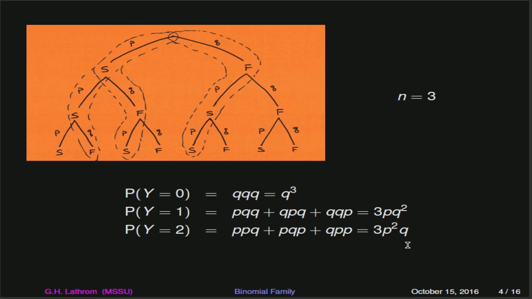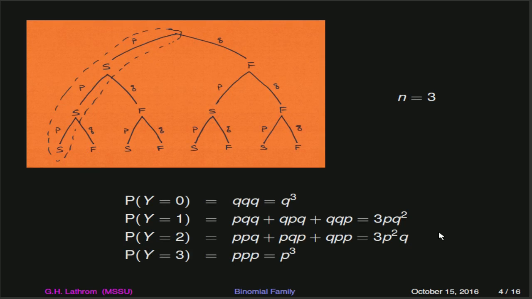Finally, if we want three successes, then there's only one path that's going to do the job, and that's going to be p times p times p. And so we have p cubed for the probability of getting 3 successes.